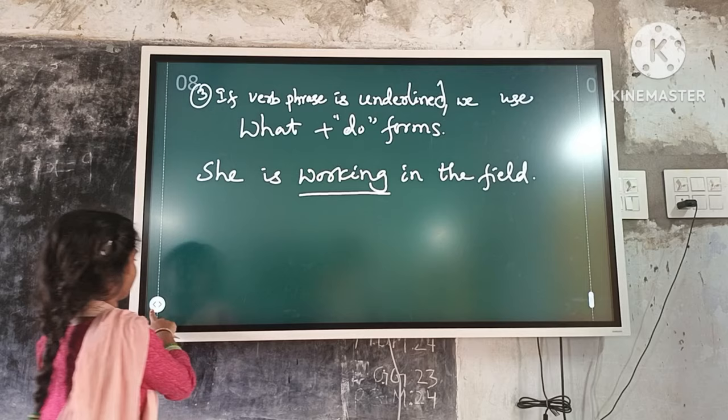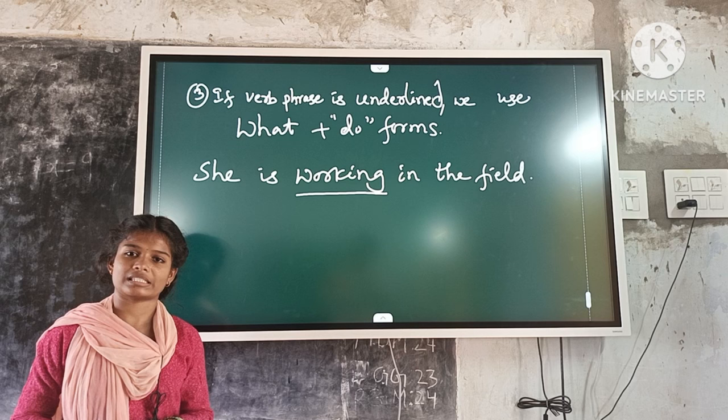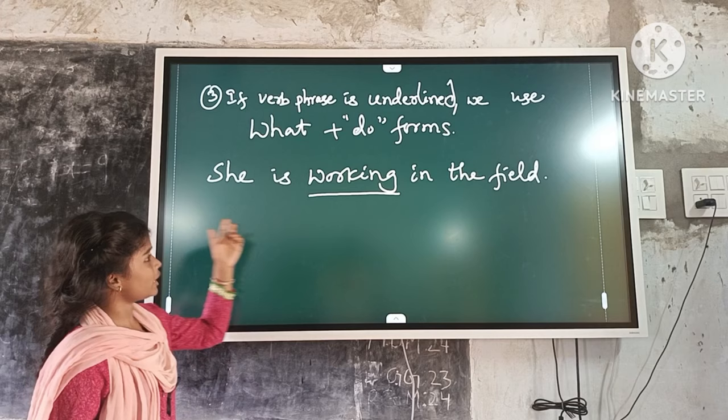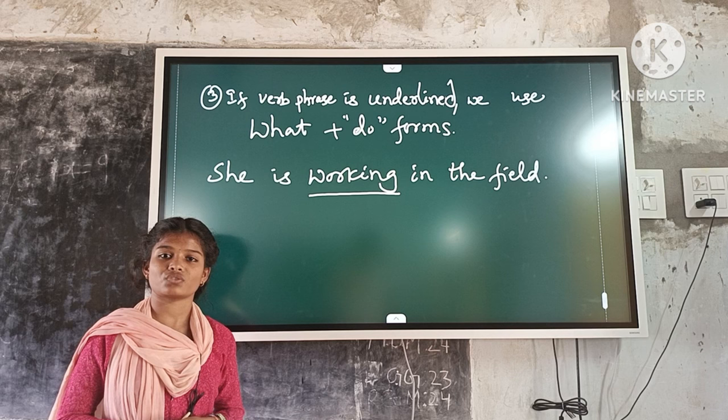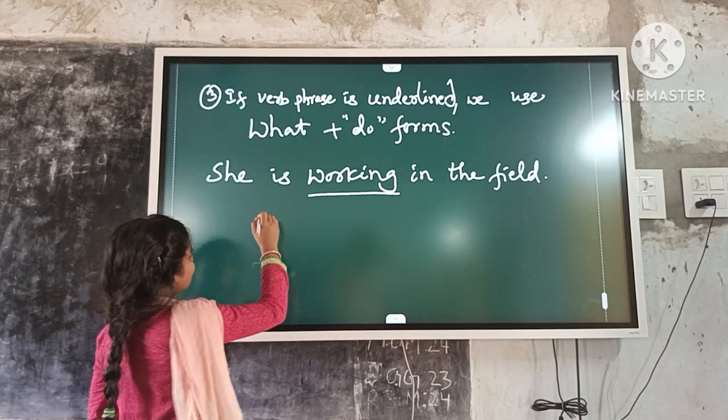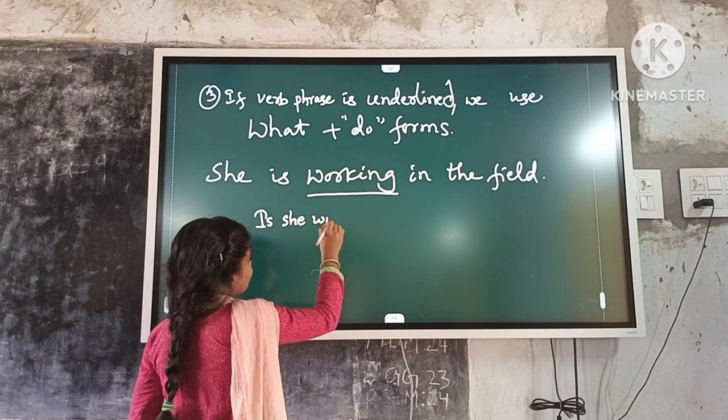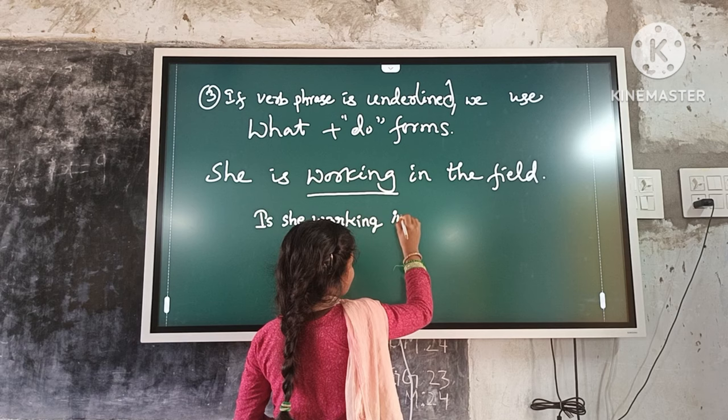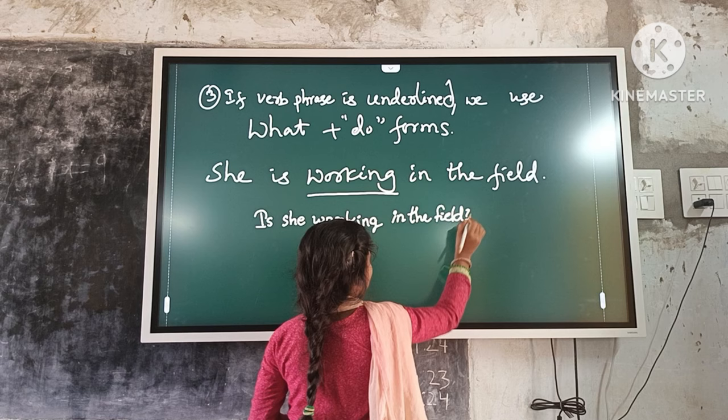Now the third rule. If the verb phrase is underlined, we use what plus do forms. Now example. She is working in the field. Here, the underlined part is the verb phrase. So first we write a yes or no question. The yes or no question is: is she working in the field?